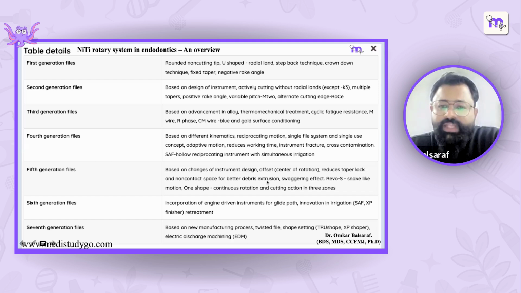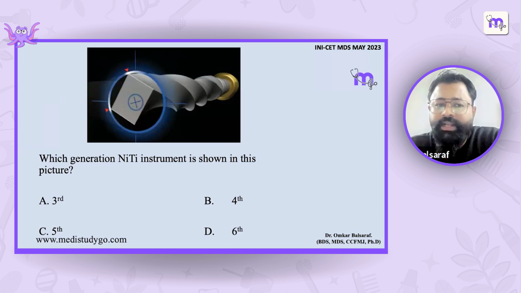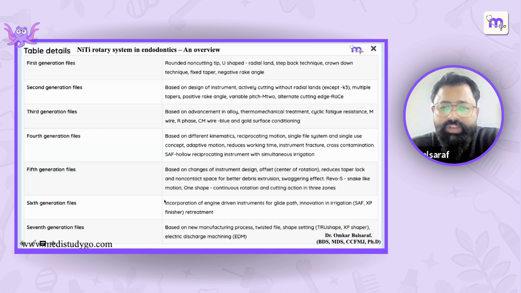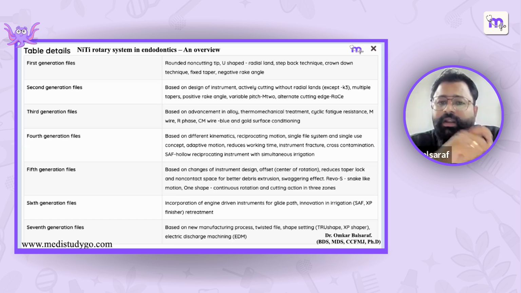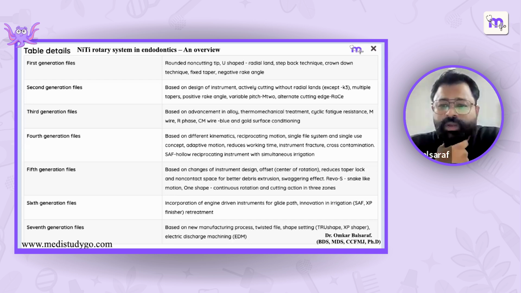Then you have fifth generation files. As I told you, they are offset from the center of rotation. Going back to the previous image, this is the center of rotation. It is offset from the center. It is not exactly at the center. So any offset file is definitely a fifth generation file. You can see here, it is away from the center of rotation. It reduces taper lock and provides non-contact space for better debris extrusion. If it is contacting at all four points at a time, the debris removal will be ineffective. The example being one shape, Revo S.